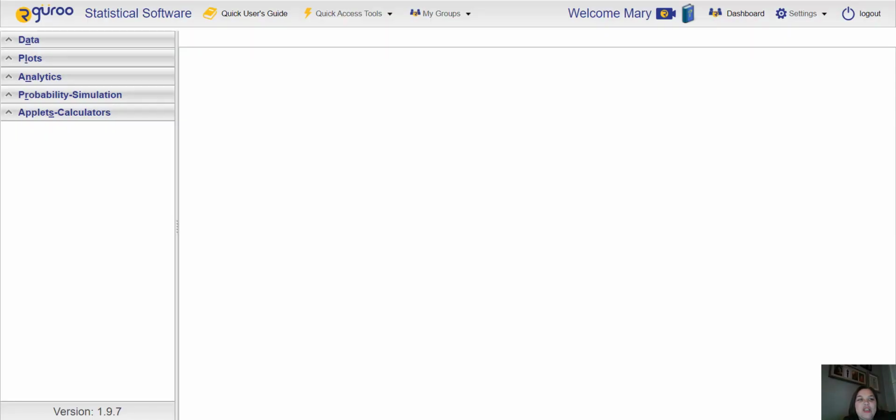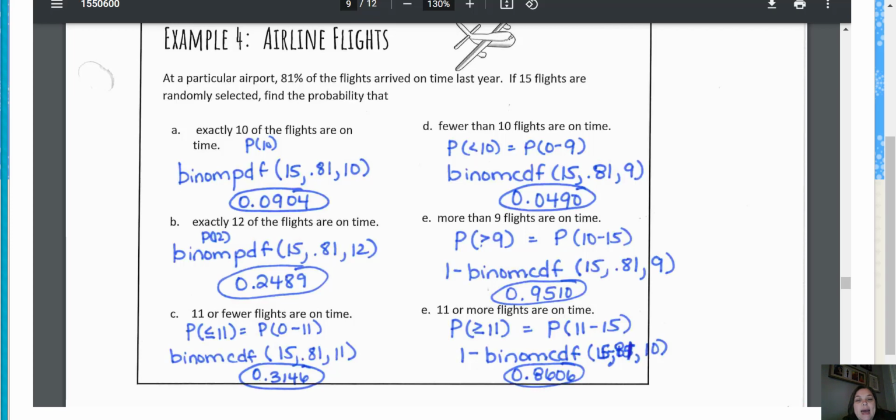Hi everybody, in this video we're going to learn how to use OurGuru to find binomial probabilities. So I want to look at some examples we did in a previous video where we learned how to find binomial probabilities using the TI calculator. And finding the binomial probabilities in the TI calculator doesn't take a whole lot, but it can be confusing when you're trying to differentiate between using Binom PDF and Binom CDF.